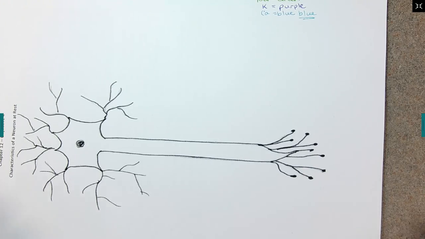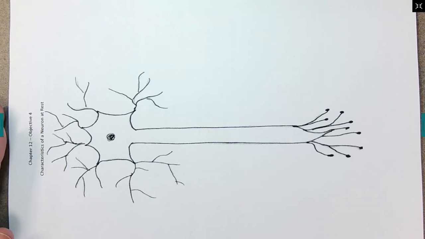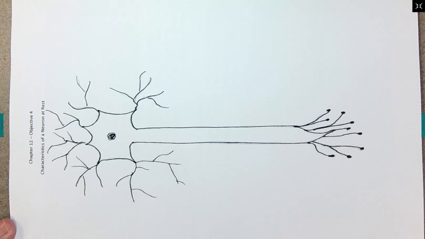Let's take a look at what a neuron at rest is going to look like. We have to understand what it looks like when it's not doing anything, so that when it is doing something, we can see what's happening. We need to have a baseline, so to speak. Let's take a look at some of the parts here. I'm going to use a generic color for this.